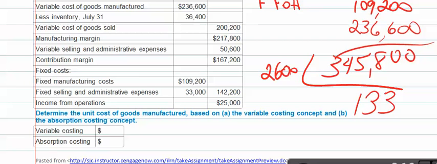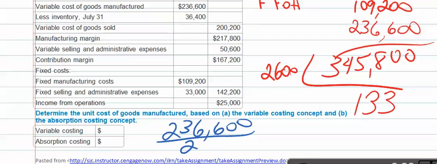For variable costing, it's only going to be the $236,600. 236,600 divided by 2,600 units. Looks like $91 a unit.